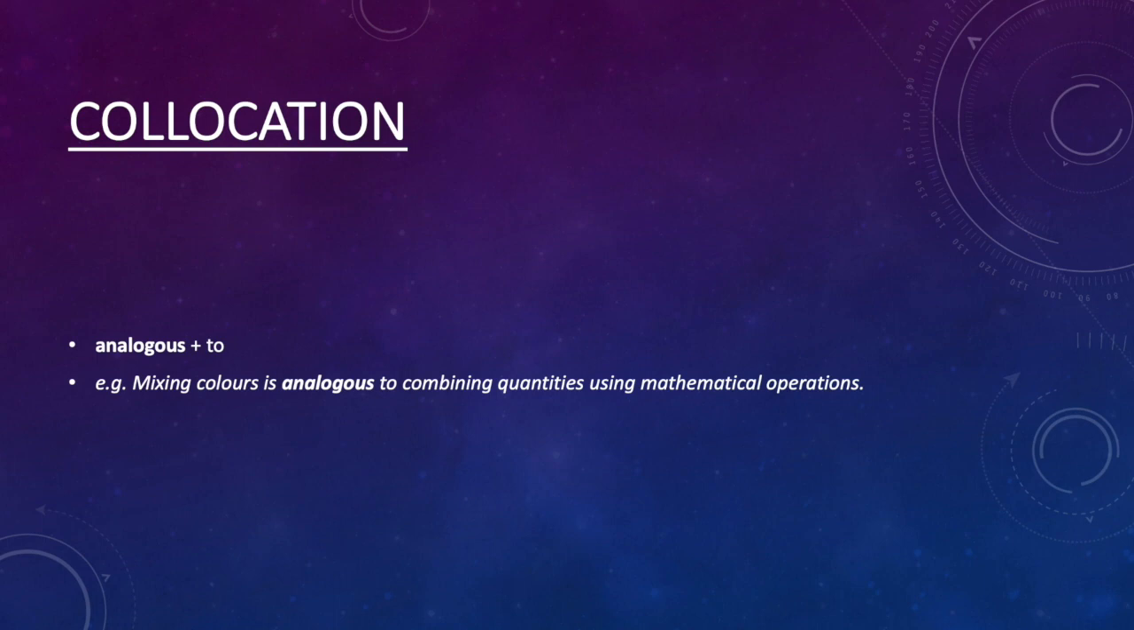And here's a collocation for the word analogous. Typically, we use the word analogous plus the word to when we are using the word in a sentence.